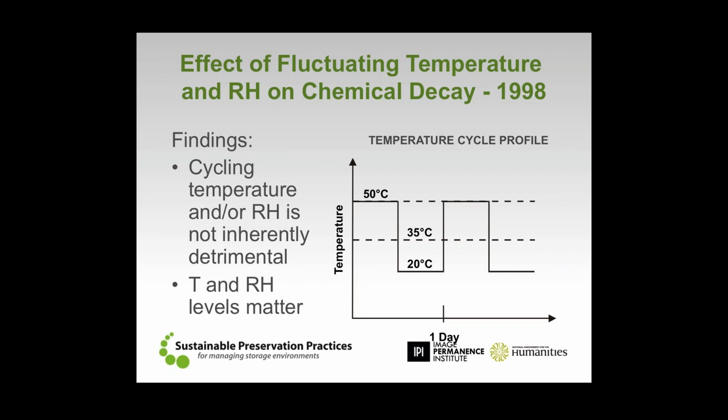It really came down to what the actual condition was and how long the material spent at each of those conditions, and to go back to the 1994 research, whether or not the materials were able to fully equilibrate to those various conditions that they were exposed to. In the end, to put it very simply, it was the temperature and relative humidity level, or the condition, that mattered in terms of the rate of chemical decay, far more so than any impact of just natural or normal cycling or fluctuation.